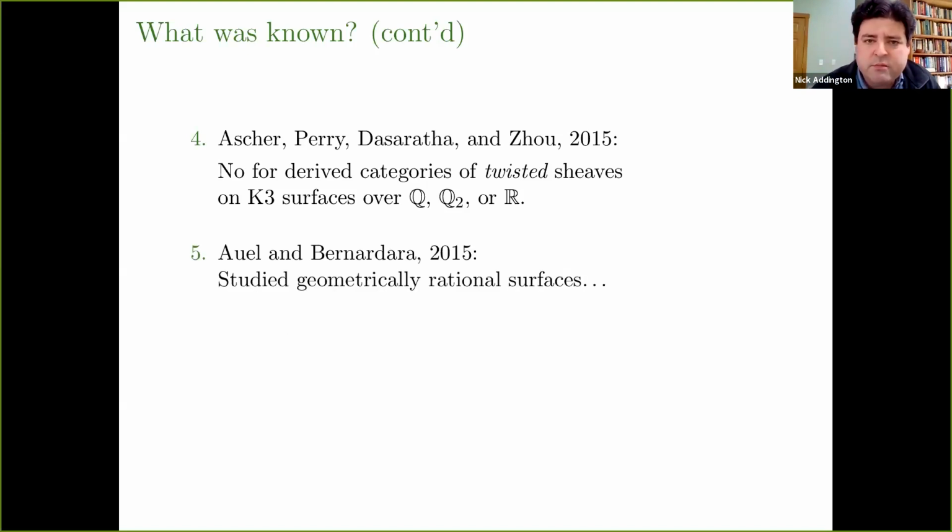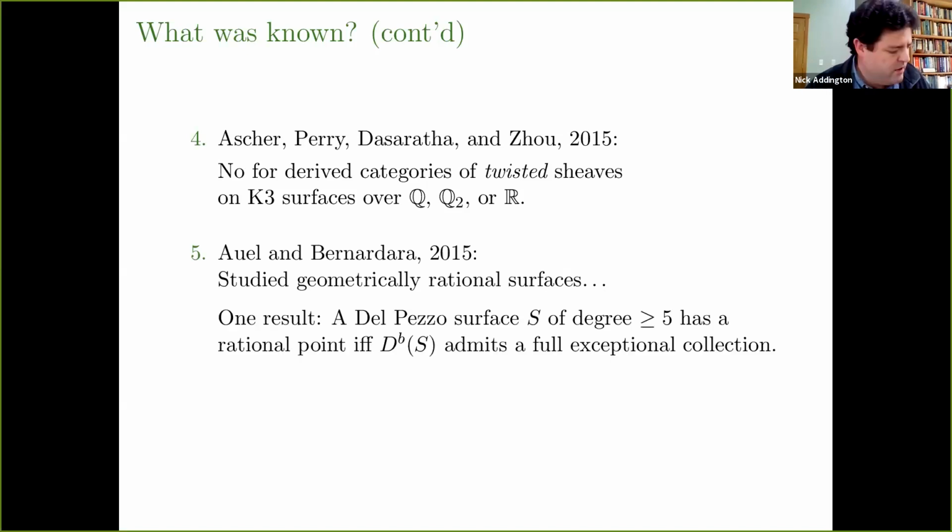And then the last bit of review I want to do is Asher Ol and Marcello Bernardara have studied, they have some results on geometrically rational surfaces. For example, a del Pezzo surface of degree at least 5 has a rational point if and only if its derived category admits what's called a full exceptional collection. So the derived category knows at least something about rational points.